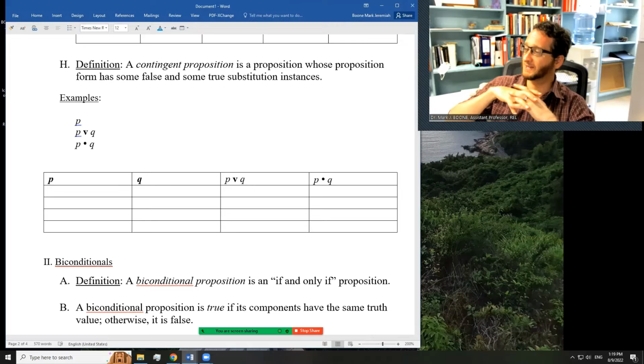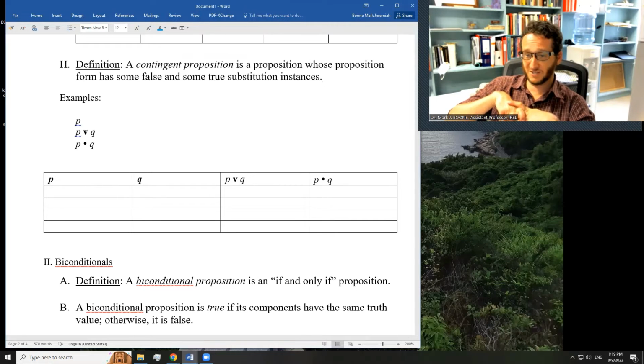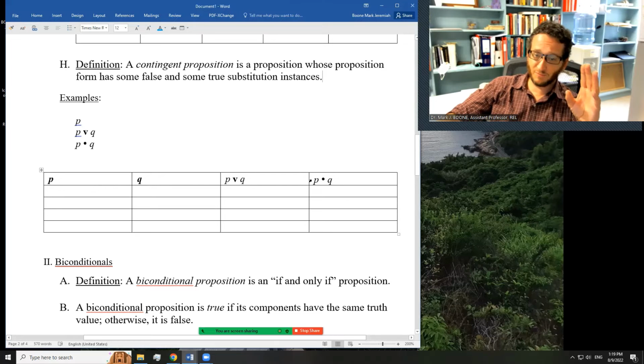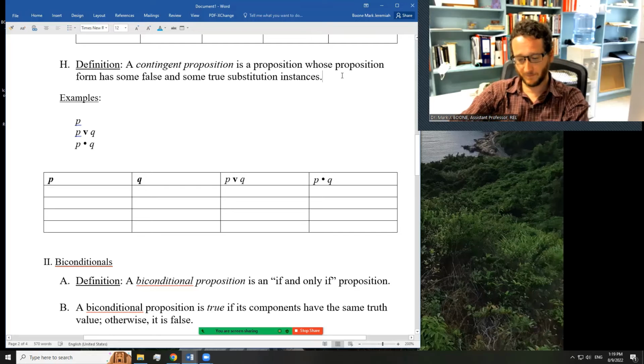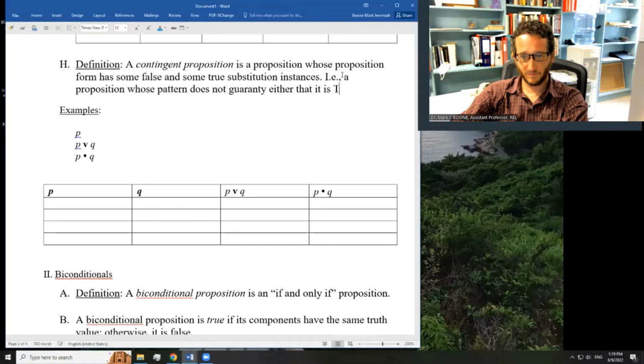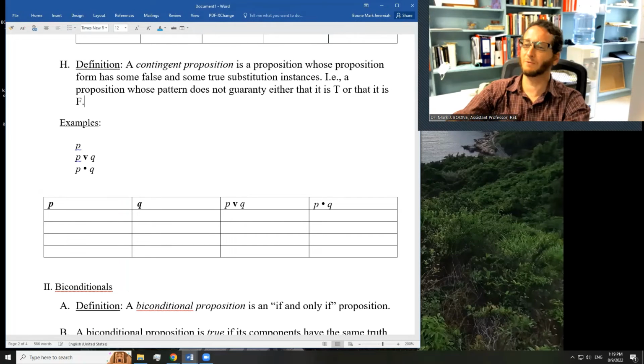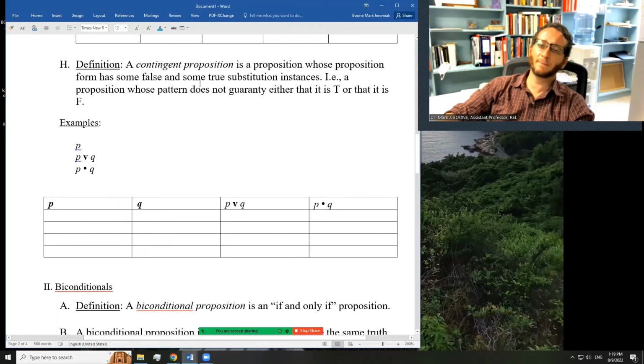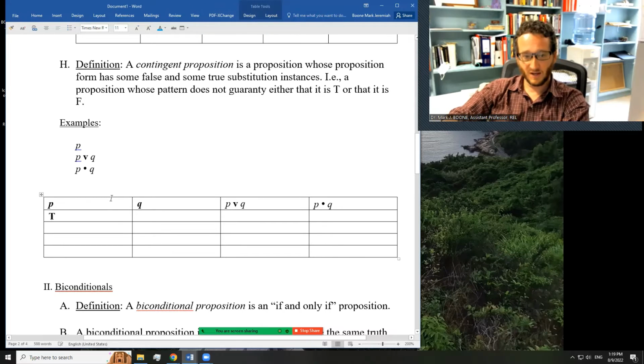So those are contingent propositions because it's possible for them to be true and it's possible for them to be false. So it's better if I just stick with this pattern. A contingent proposition is a proposition whose pattern does not guarantee anything about its truth or falsity. That was better. I like that. A contingent proposition is a proposition whose pattern does not guarantee either that it's true or that it's false.